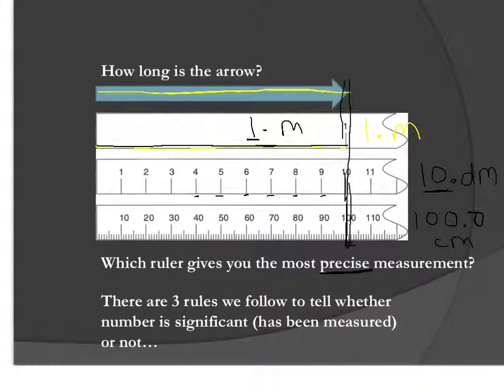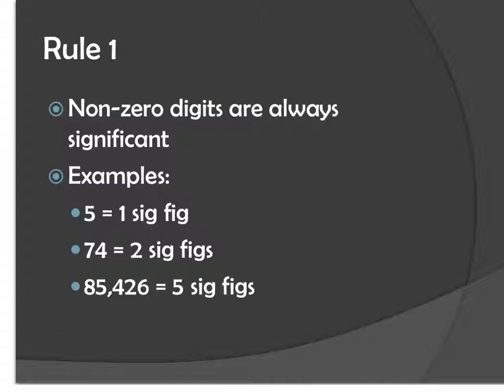So basically significant figures are all about measuring, and there's going to be 3 rules that we're going to follow to tell whether a number is significant or not. All right, so let's take a look at these 3 rules.